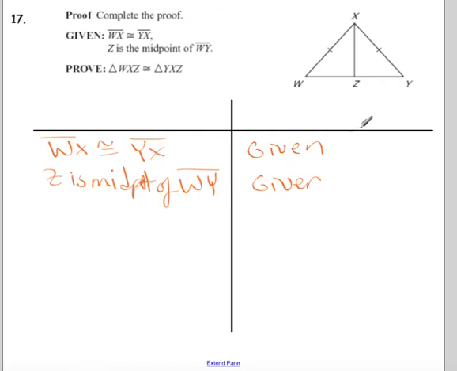Now let's think about what that means. If Z is the midpoint of WY, that means that to each side of Z is congruent. And now let's say that in our proof. Since we were able to figure out what that meant for us, we need to state that in the proof because we're going to use that. And we got that because we knew the definition of the midpoint.